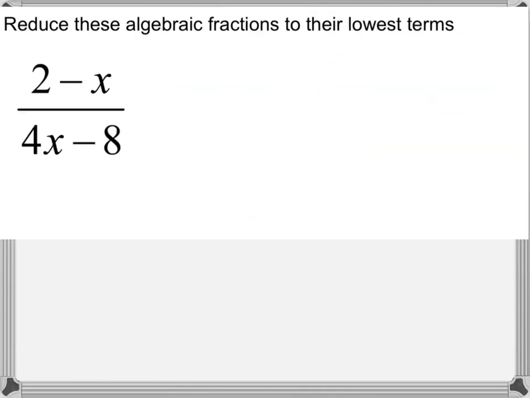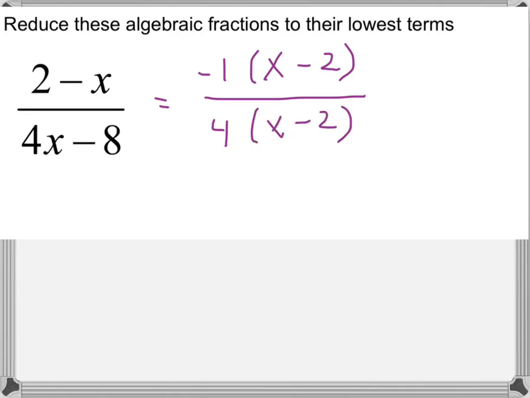Okay, and finally, if I have 2 minus x and 4x minus 8, again, I want to factor out a negative 1 here, and that is going to flip around my subtraction. And then in the bottom, if I want to factor out a 4, I'd have x minus 2 there. Then I can cancel those out, and what I have left is negative 1 over 4.